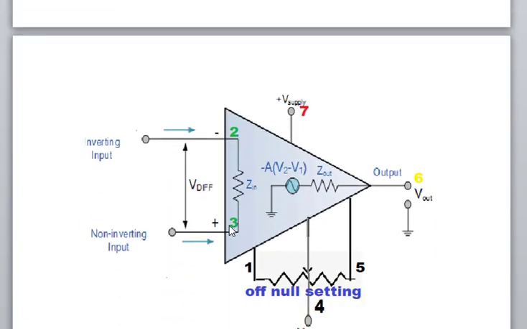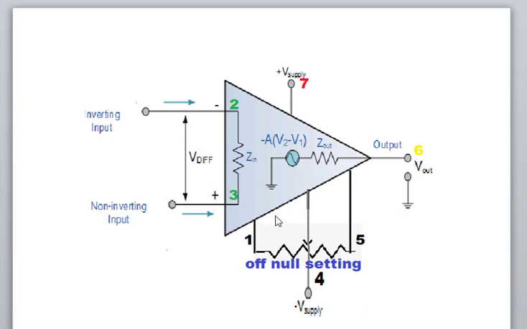Now we go to this diagram. See here, a detailed configuration is shown. The first pin is offset null setting, and the fourth one is negative VCC. Fifth one is offset null setting voltage. Sixth one is output. Seventh one is where the positive supply is given. So number 2 is the inverting input, and number 3 is the non-inverting input. It is the electronic symbol of the operational amplifier.